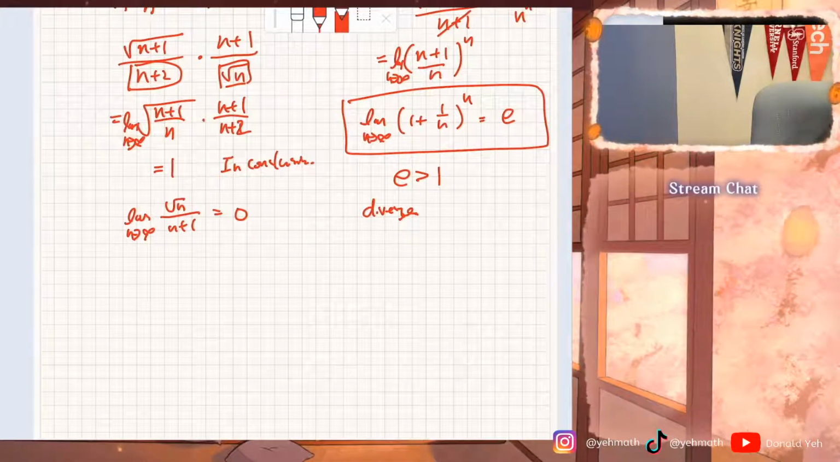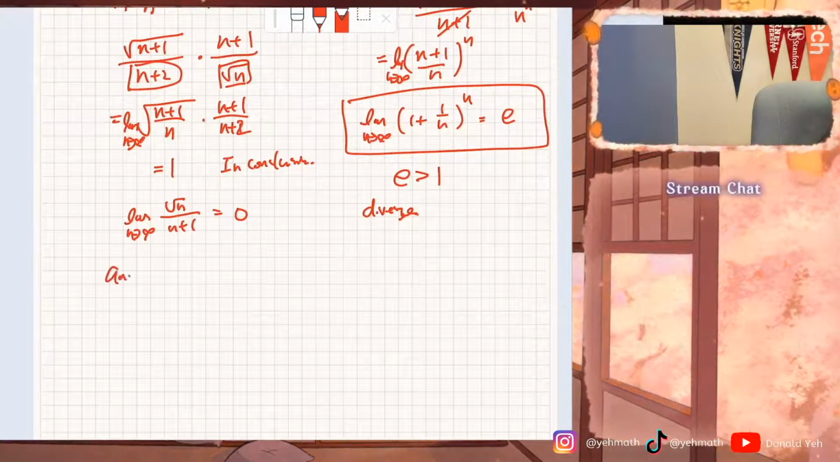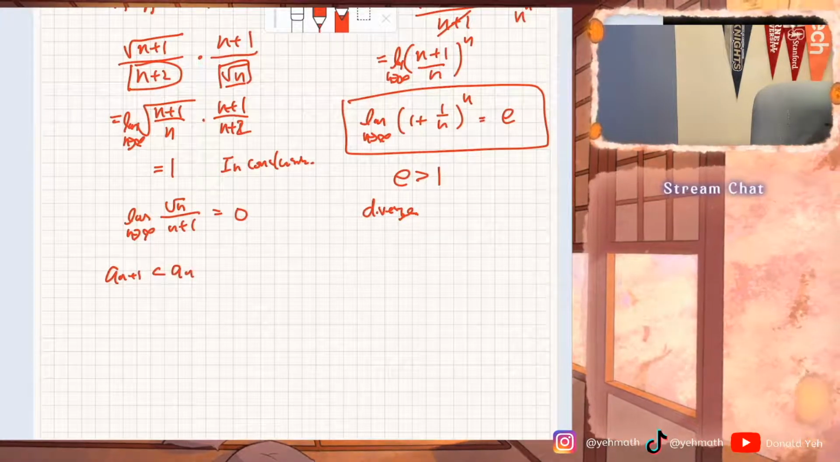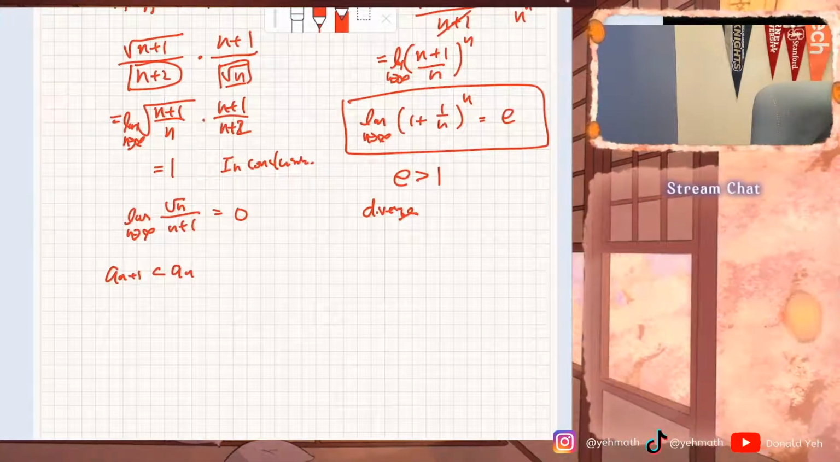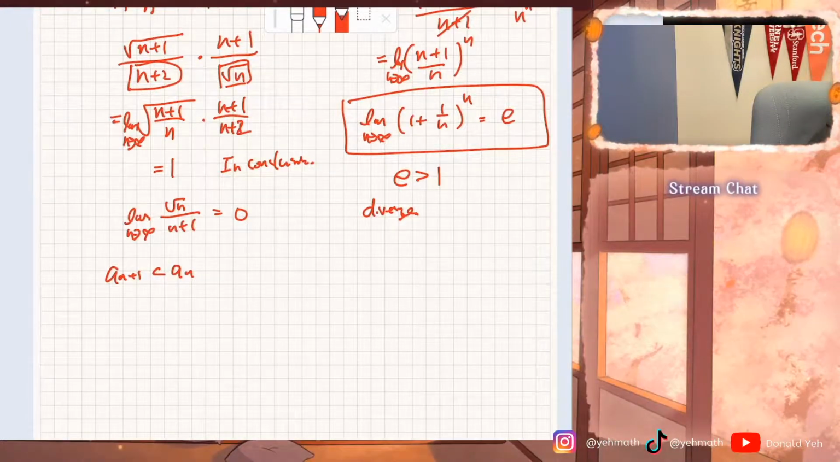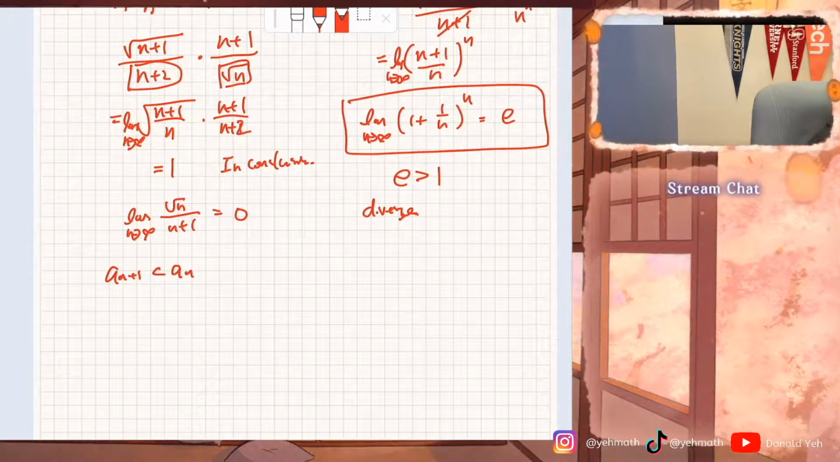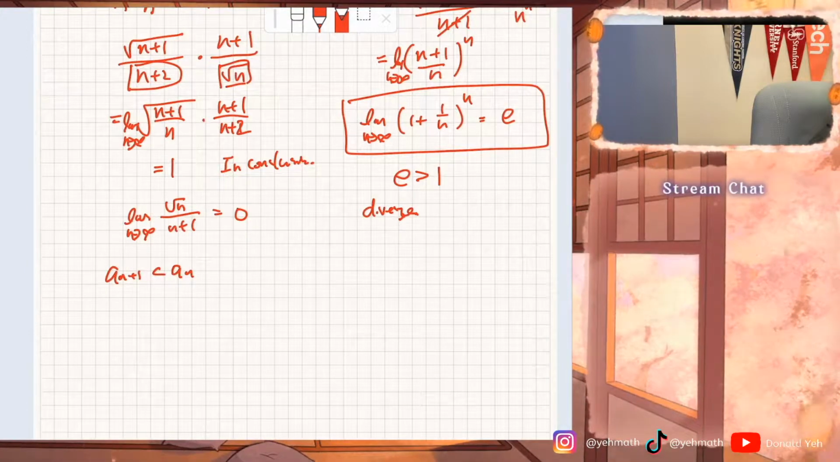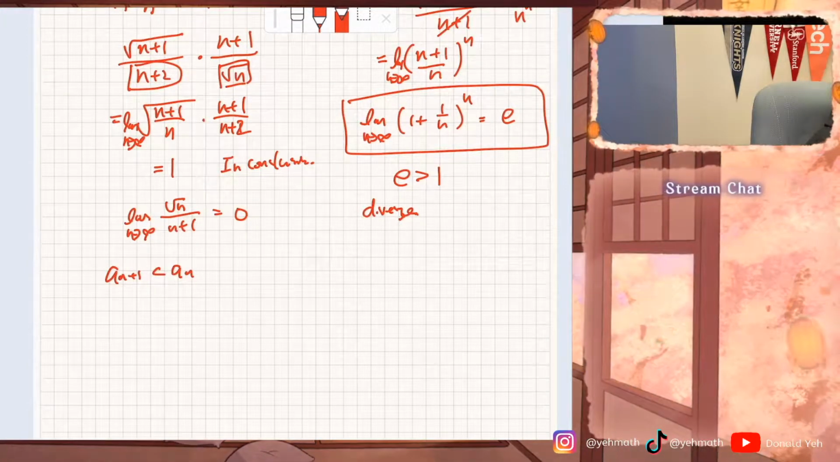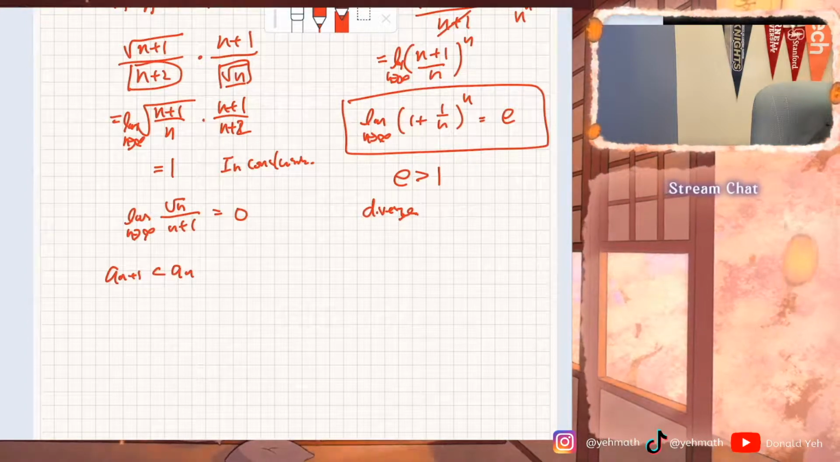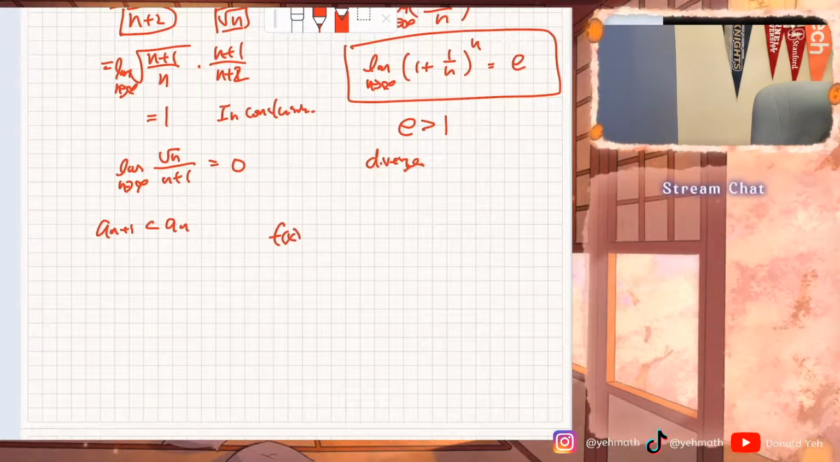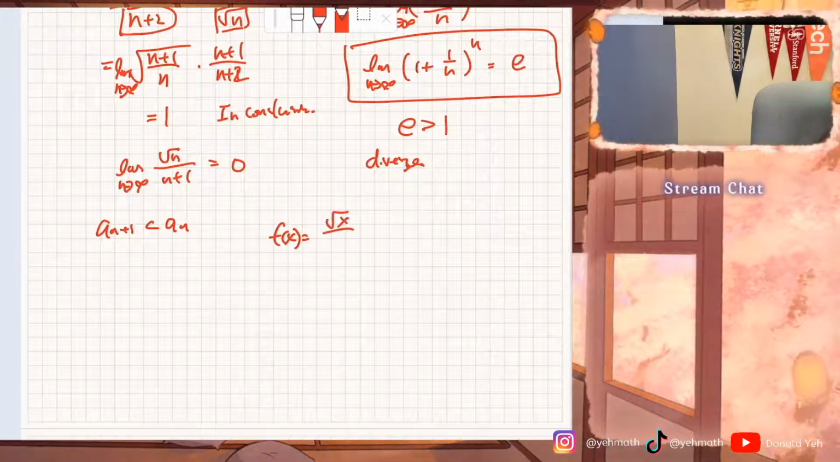But I would have to check if a sub n plus 1 is less than a sub n. There are two ways to do that, but it's really hard to tell if square root n plus 1 over n plus 2 is less than square root n over n plus 1. So what you can do is take a derivative of this. We didn't talk about this. We're going to change the function to f of x equal to square root x over x plus 1.